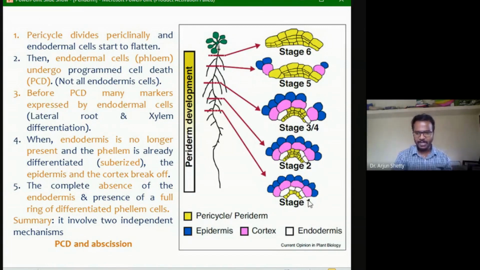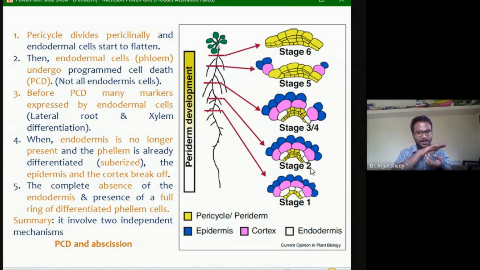Conventionally, when the plant is at the primary growth stage and about to reach the secondary growth stage, you can see the epidermis as the outermost layer, followed by the cortex, then the endodermis, and next to the endodermis the pericycle. When the plant body receives the signal, the pericycle starts to divide periclinally. The pericycle cell divides periclinally into an outer cell and an inner cell.